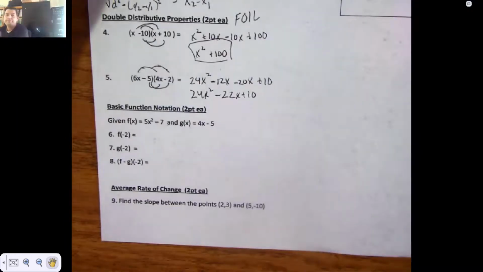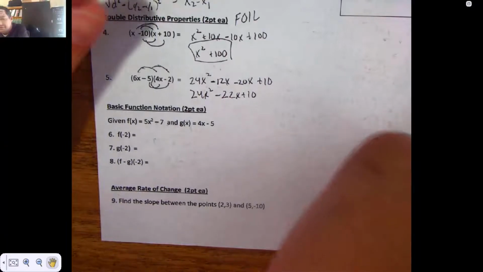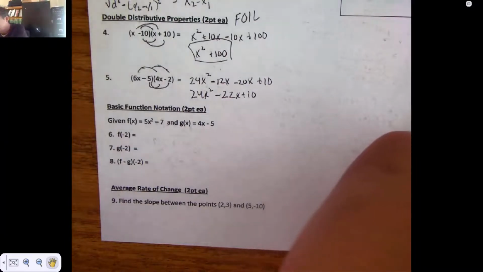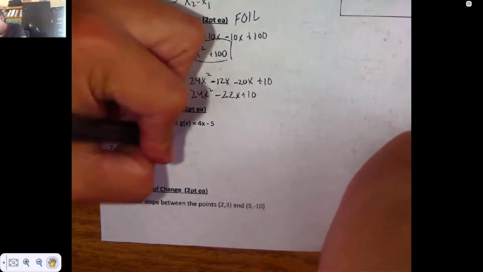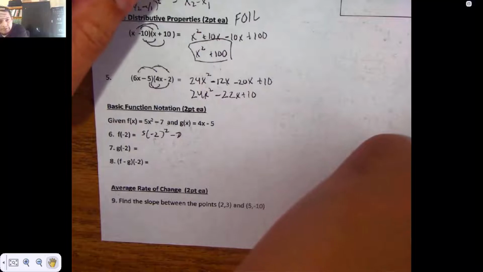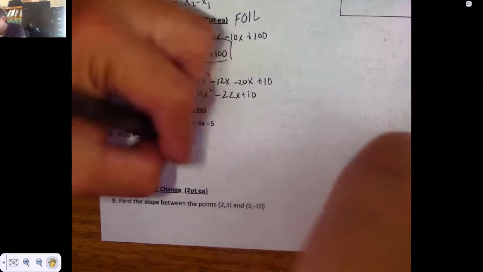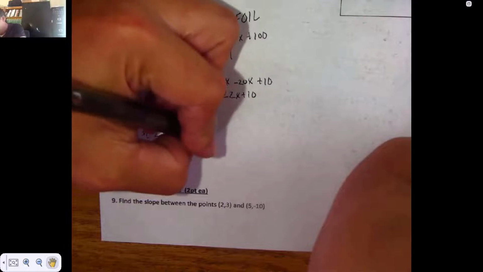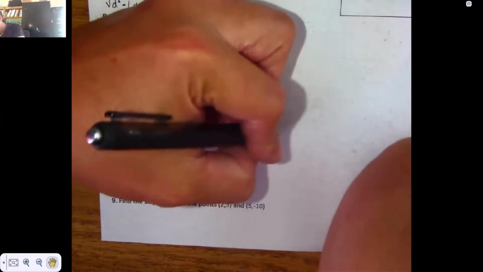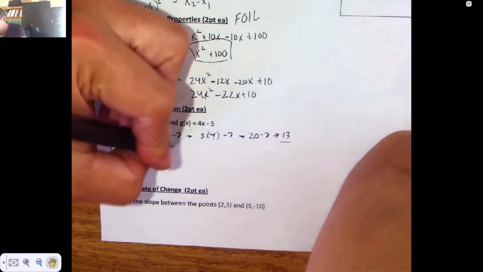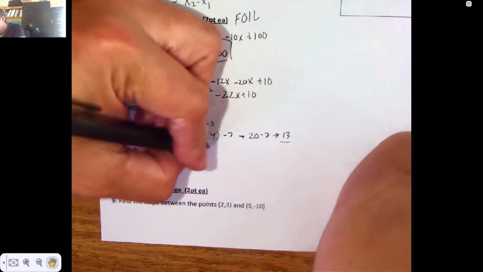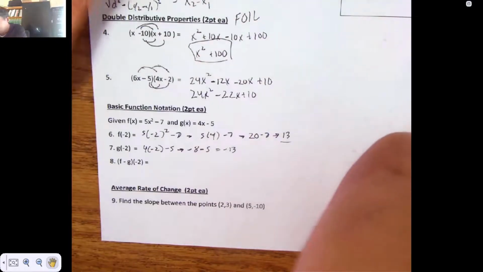All right, 6, 7, 8. You're supposed to find f of negative 2, g of negative 2, and then finally f minus g of negative 2. So f of negative 2 happens when you plug a negative 2 in. That's going to give you, I guess I should be working some of this out by hand because some of y'all just don't know. A negative 2 all squared is 4. 5 times 4 is 20. 20 minus 7 is 13. g of negative 2 would be 4 times negative 2 take away 5, which is negative 8 take away 5, which is negative 13. Oh, it's funny it worked out that way.